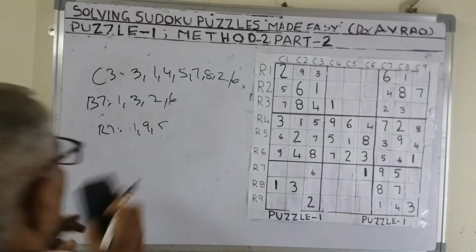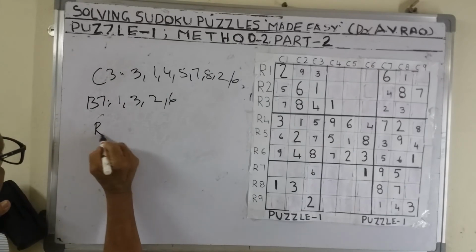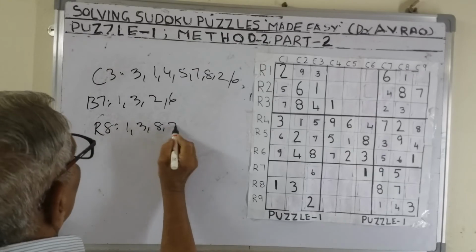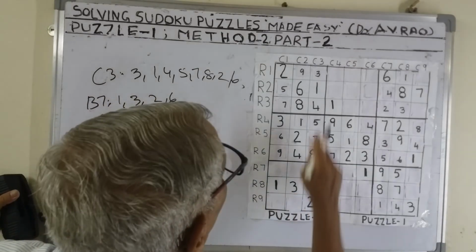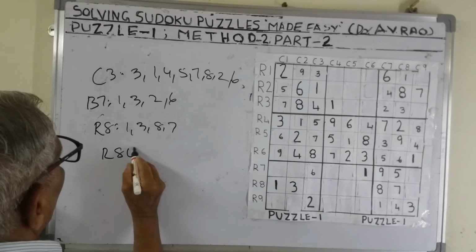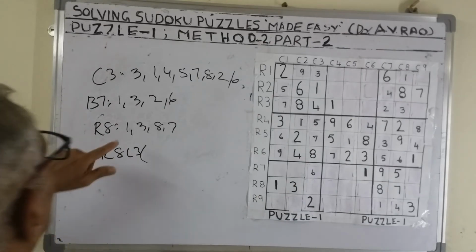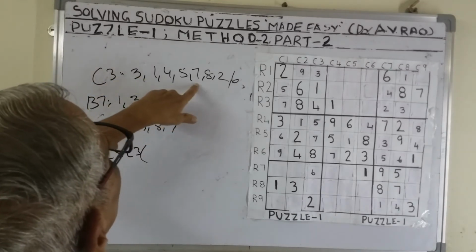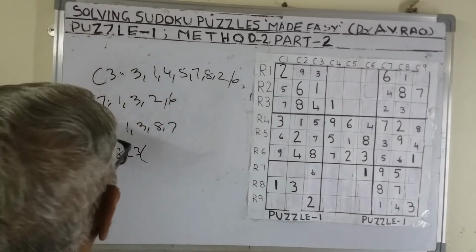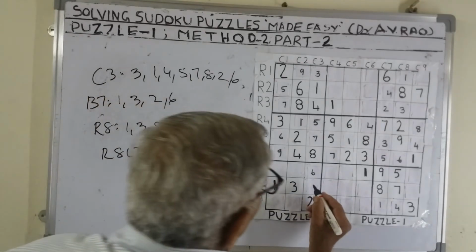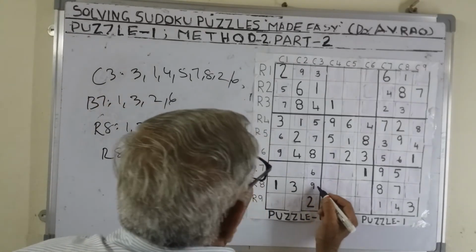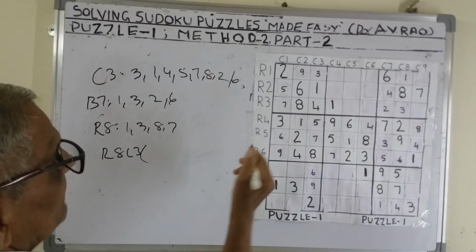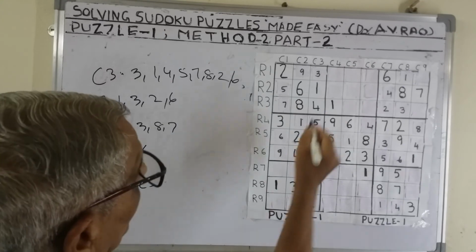Now row R8: 1, 3, 8 and 7. The cell is R8 C3. See, 1 is there, 2 is there, 3 is there, 4 is there, 5 is there, 6 is there, 7 is there, 8 is there. The missing number is 9 only. So let us write 9 here. So this column C3 is also completed. C3 completed.